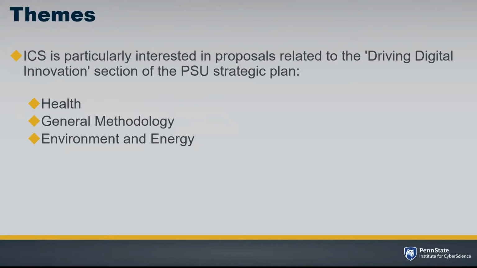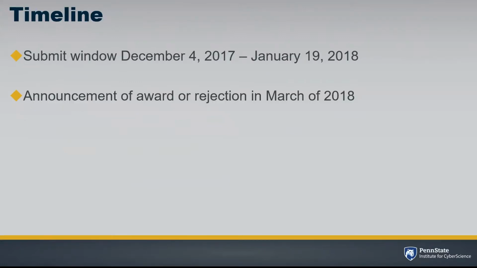The themes for this year align with the driving digital innovation section of the PSU strategic plan. In particular, the three areas that we plan to fund are health, general methodology, by which we mean cyber science methodology, and environment and energy. The window to submit proposals opened 2 days ago, and we will be accepting proposals up until January 19, 5 p.m. Eastern Time. This is a hard deadline. We will announce the awards that will be funded and those that will be rejected in mid-March of 2018.